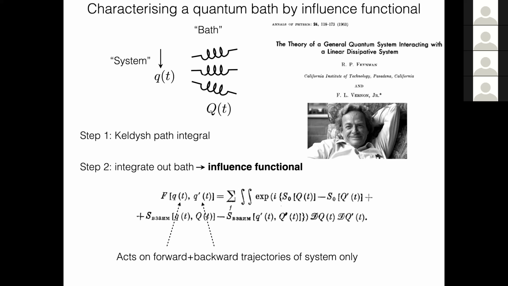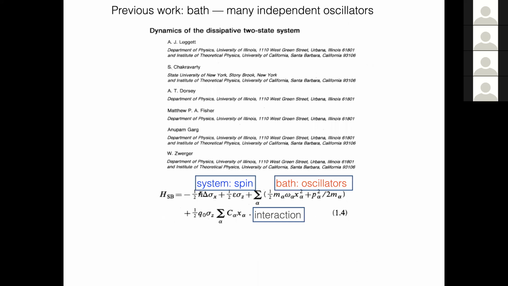Right, so I wrote it here. It would depend on the action of the bath and the action which describes the interaction of bath and the system. So here you see Cyrillic subscripts because I copied it from a Feynman-Hibbs book on path integrals. And this generally gives you a non-local action for the system only. And it acts on forward and backward trajectories. So that's the idea.